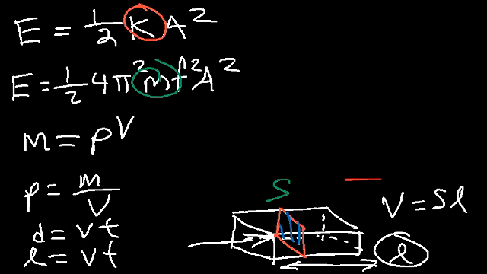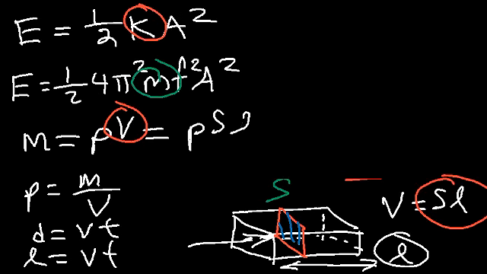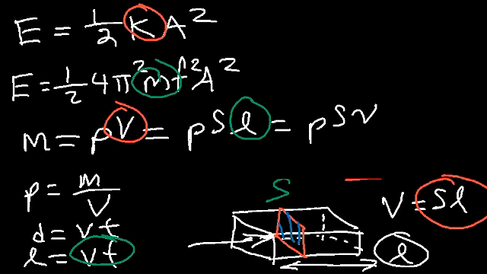So M, which is equal to density times volume, we can replace V with area times length. So the mass is the density times the cross-sectional area times the length, and then we can replace L with Vt. So the mass is the density times the cross-sectional area times the speed of the wave multiplied by the time.